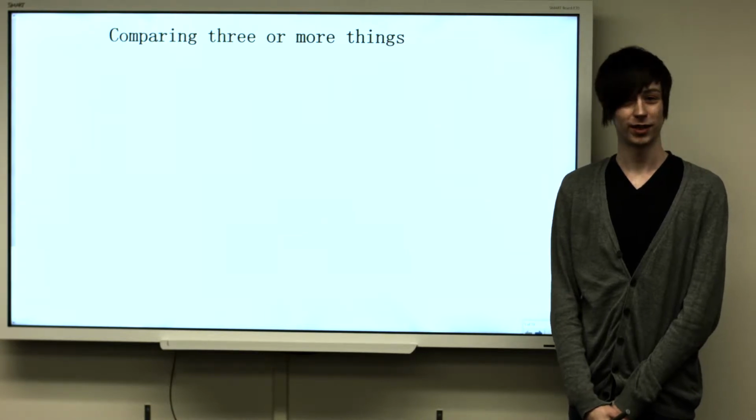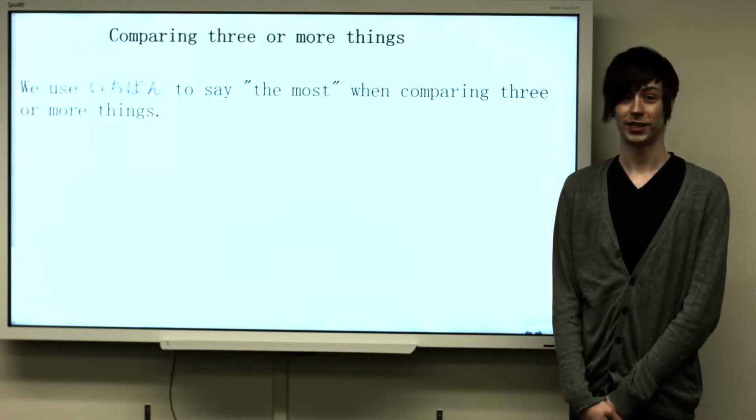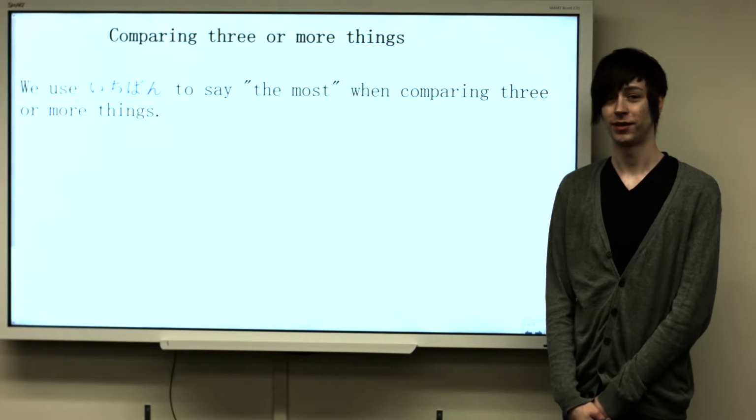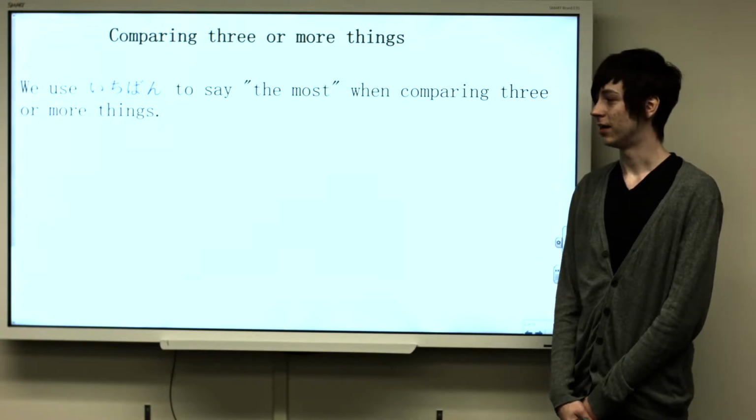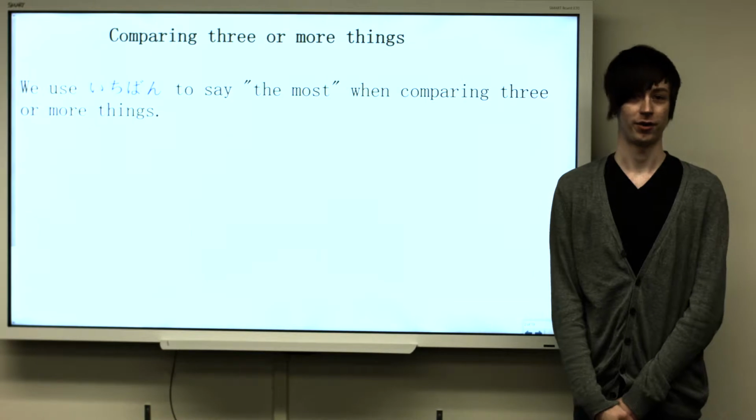How do we compare 3 or more things? We use ichiban, which literally means number 1 in Japanese, to say the most when we compare 3 or more things.